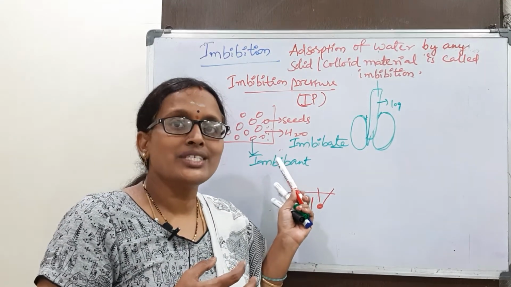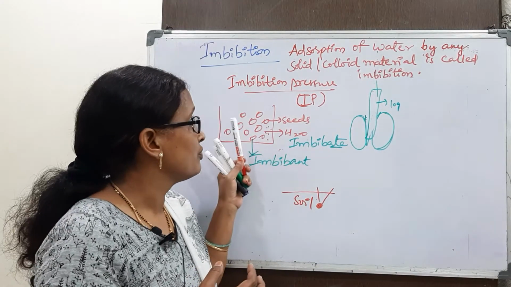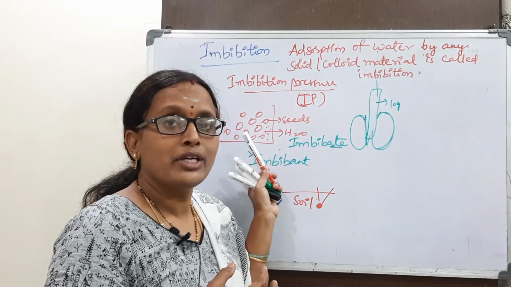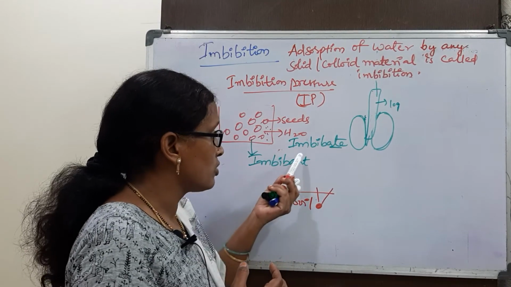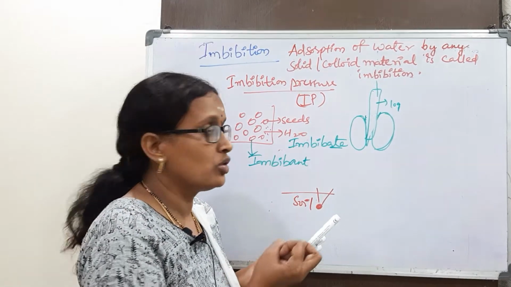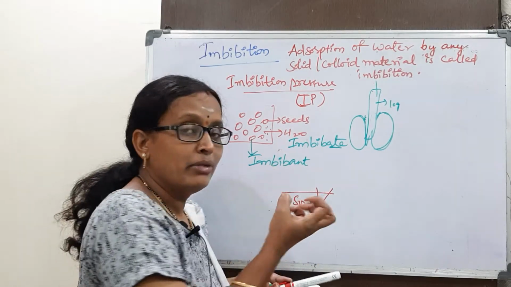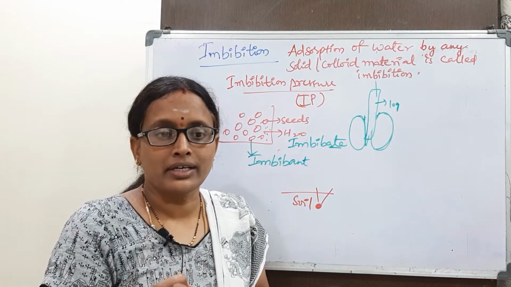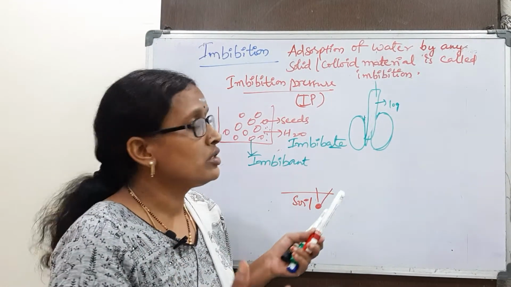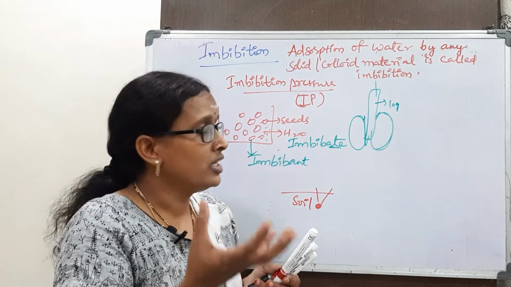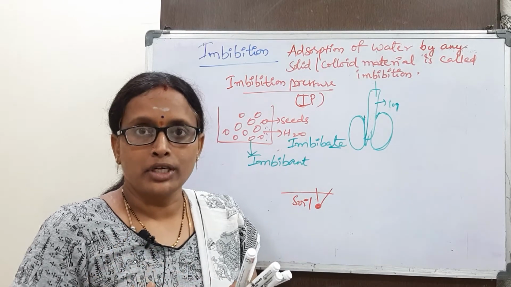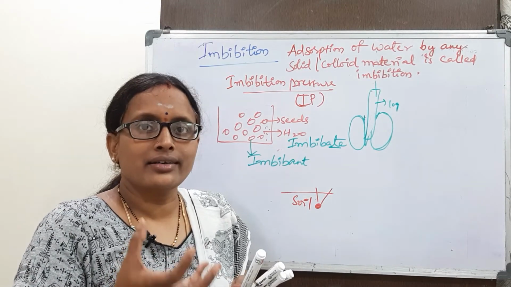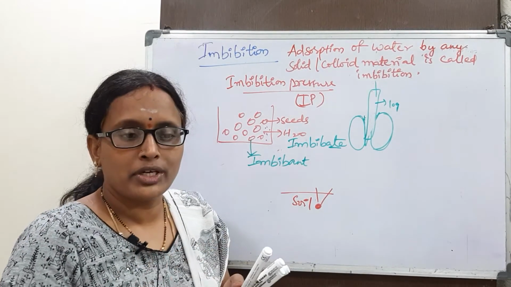Seeds absorb the water by the process of imbibition. The pressure which is created by the absorption is called imbibition pressure. The one which absorbs the liquid is imbibant, and the liquid absorbed is imbibate. So adsorption of liquid by any solid or colloid material is called imbibition. The pressure which is generated is called imbibition pressure.